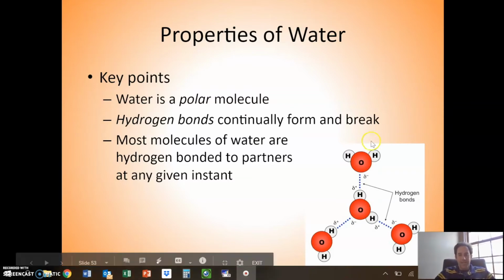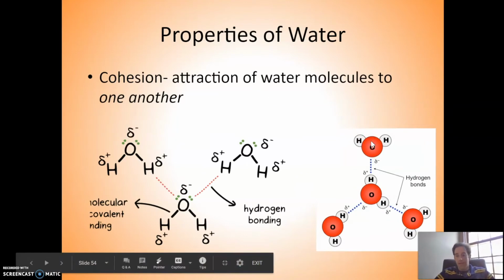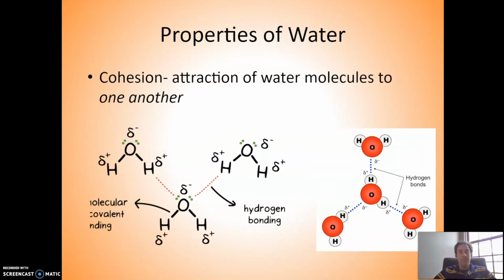So, what implications does this have for life? Well, this gives a number of properties to water that are important to understand as biologists. So, first, cohesion, which is simply the attraction of water molecules to one another.